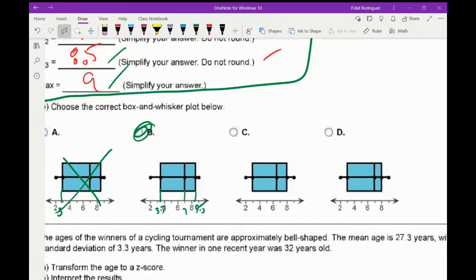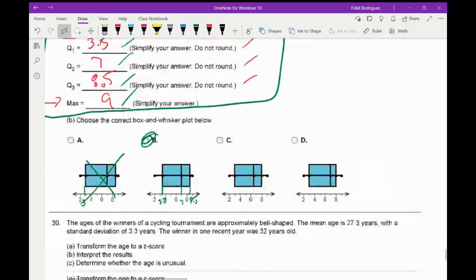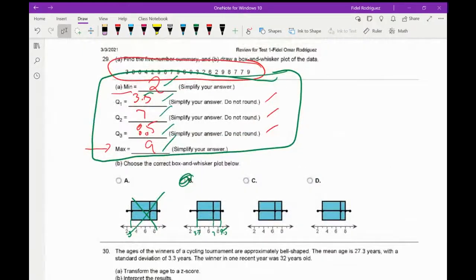Okay. And so that's how I'm basically going to do number, what number was this? 29? Yeah, that was number 29. Okay. Good deal, good deal.